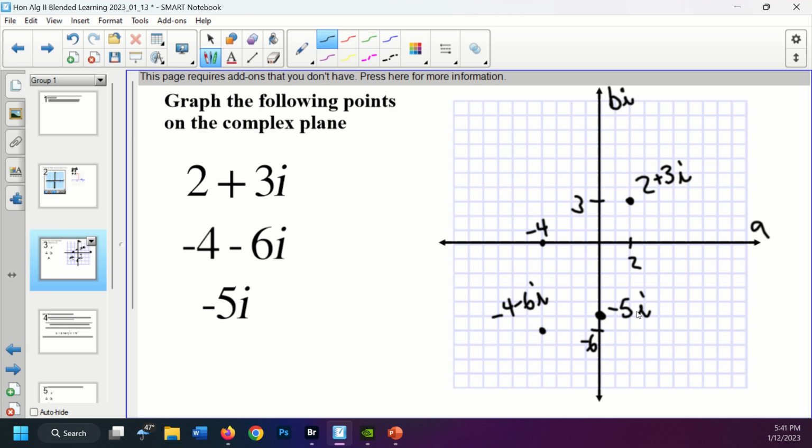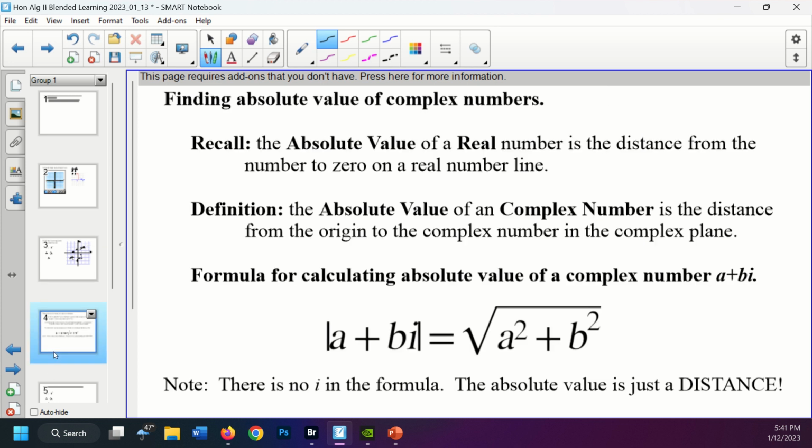All right, the second thing that I'm asking you to do today is talk about finding the absolute value of a complex number. If you recall, we talked earlier that a real good definition for the absolute value of a real number is the distance from a number to 0 on the real number line. And so that's why we get a positive result no matter what our absolute value is.